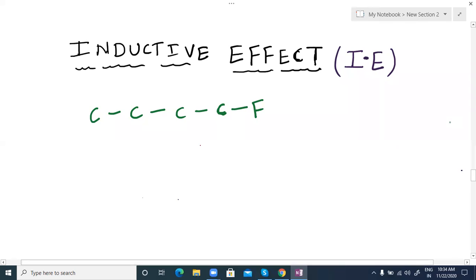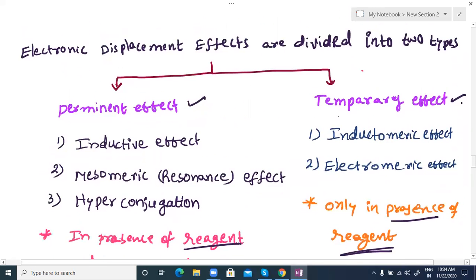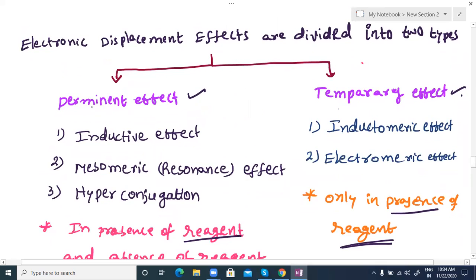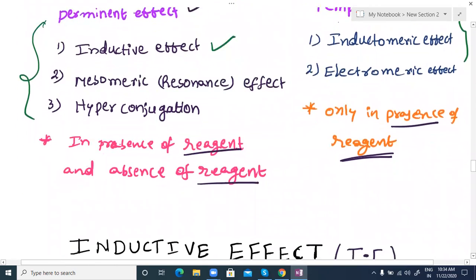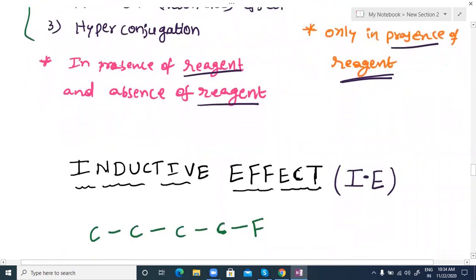Last class we already discussed types of electron displacements. In total I gave 5 types, of which 3 are permanent effects and 2 are temporary effects. I'm going to discuss one of these effects, the inductive effect, and its definition and everything very clearly.